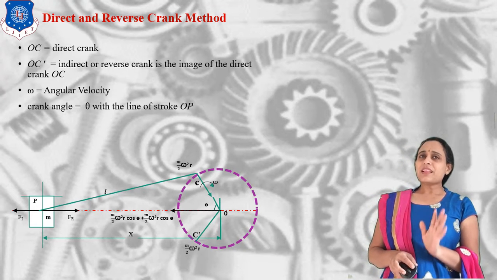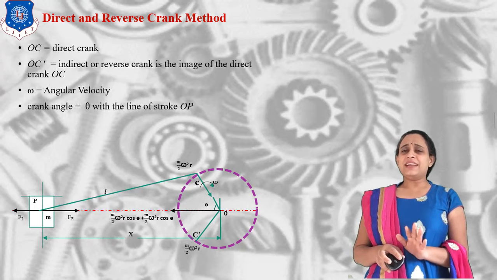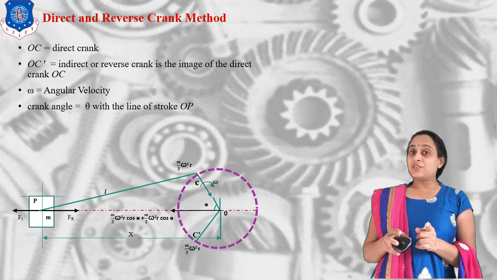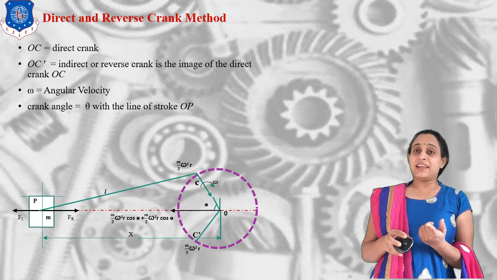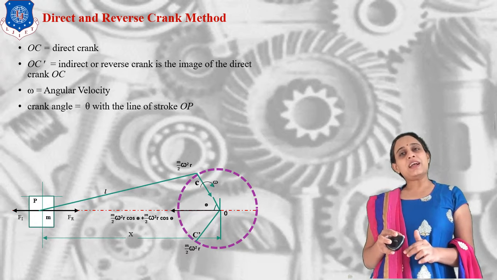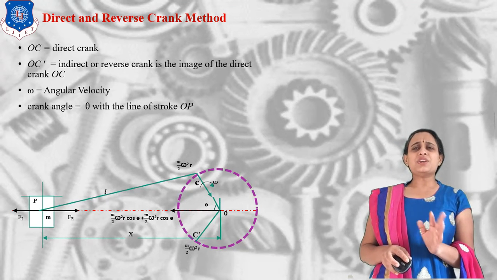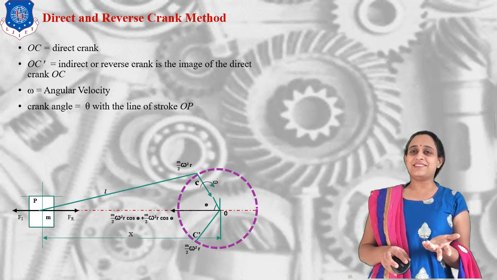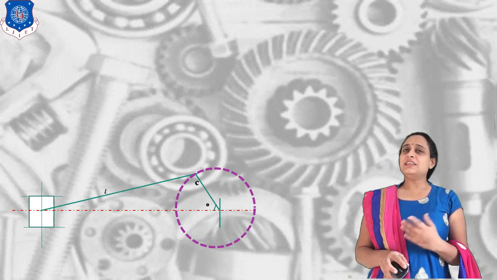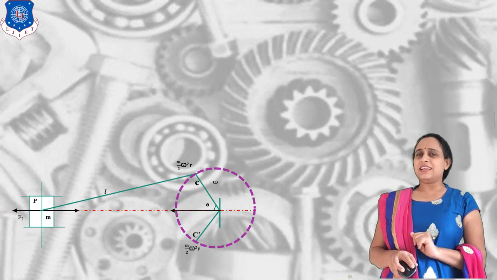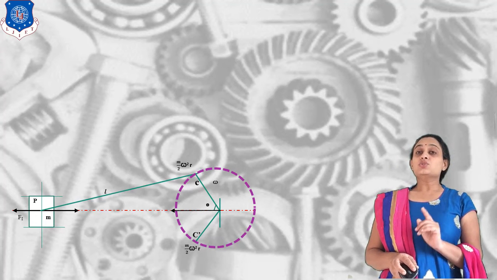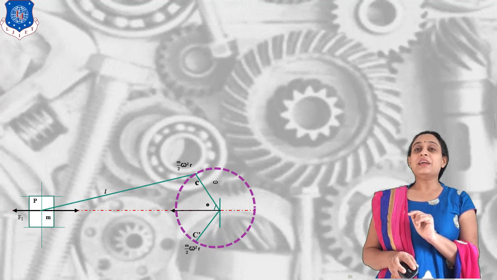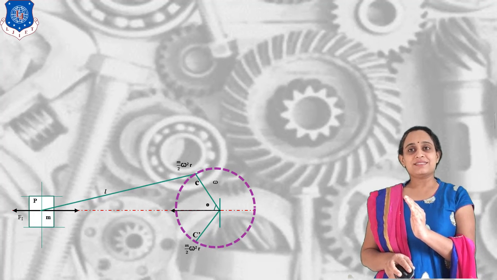Next, omega is the angular velocity and theta is the crank angle. If the direct crank angle is theta, the reverse crank angle is minus theta. If omega is the direct crank angular rotation, minus omega is the reverse crank angular rotation. So the angular rotations are nearly similar; the rotation will not be negative, just the direction is opposite. Now let us do the calculation. Suppose there is a crank having m by 2 mass. What is the force that tends to act on the system? It is m by 2 omega square r.